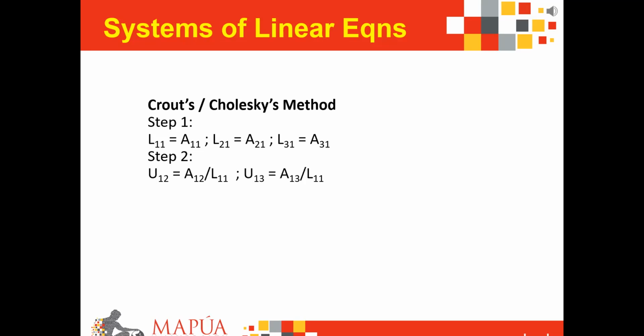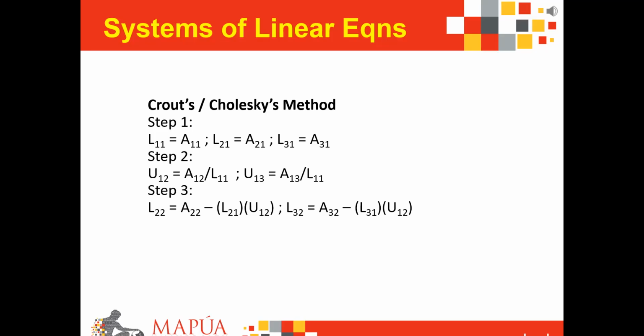The next step involves solving U12 and U13 of your U matrix. Your U12 is simply equivalent to the element A12 of your given matrix divided by the previously solved L11. Likewise, U13 is simply equivalent to the element A13 of your given matrix divided by L11. And then step 3 involves solving for L22 and L32.